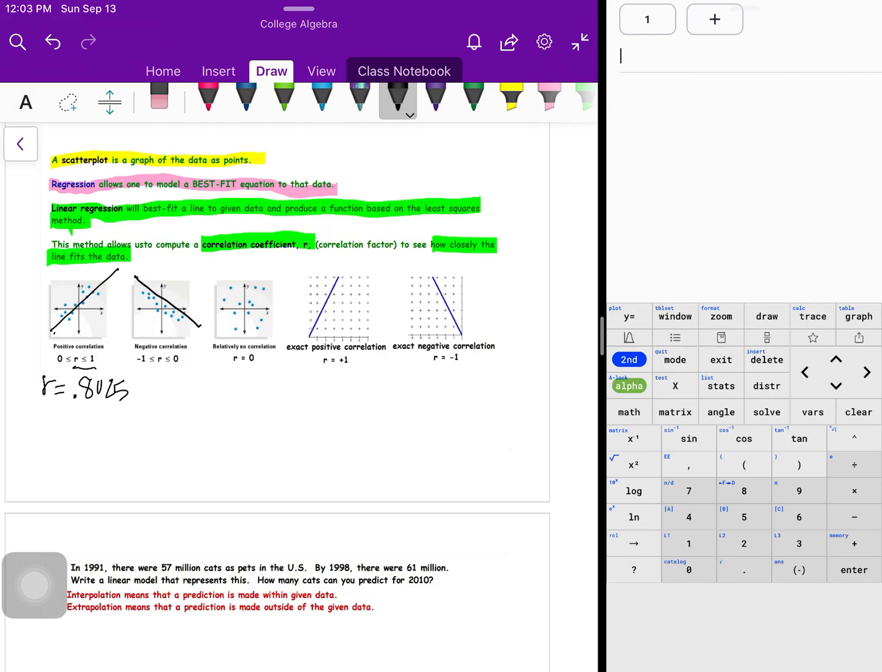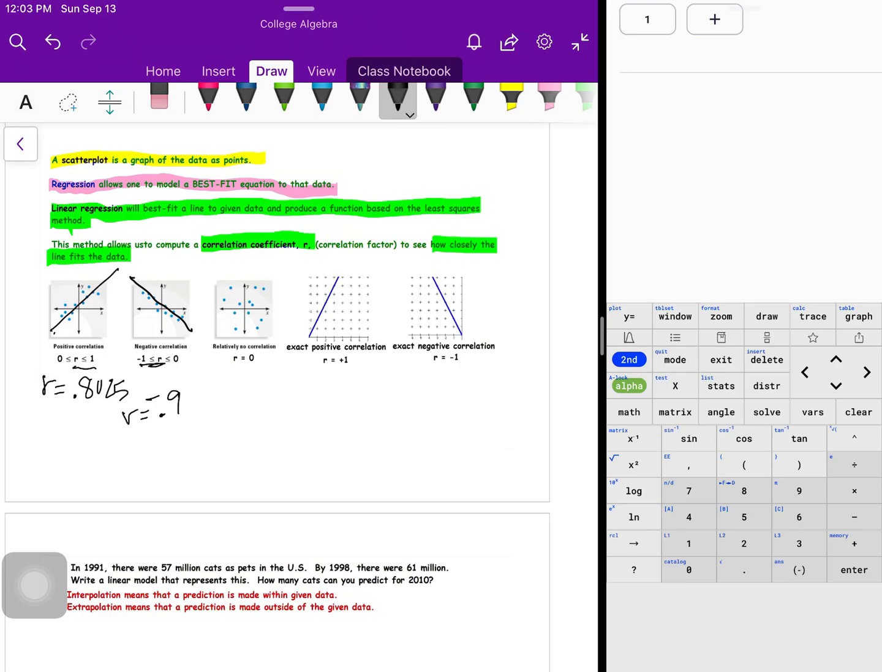If my line basically leads to the left, we would say my R should be close to a -1. This one I would say is an even stronger relationship, so this would probably be like R equals 0.9. We'll always list our R to 4 decimal places.